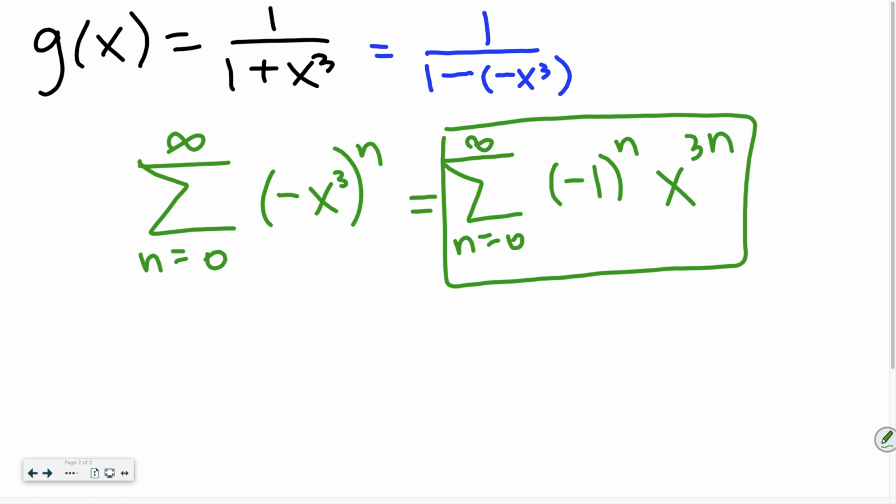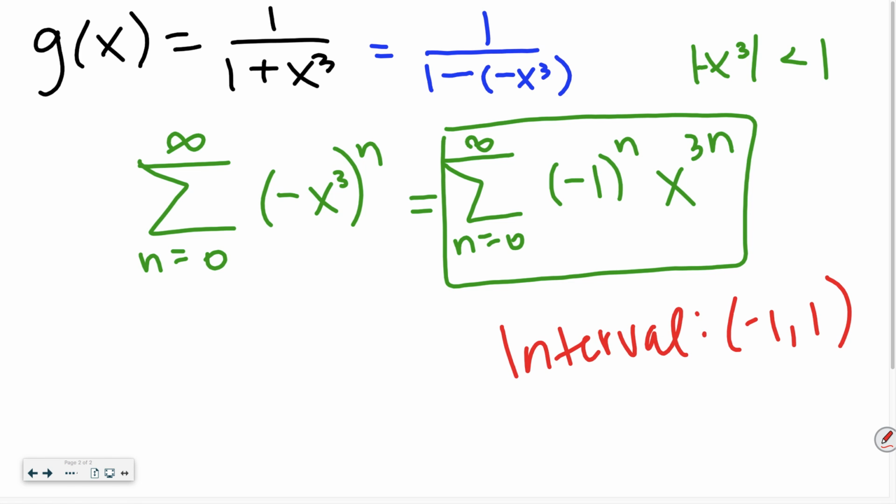Now, was this modeled geometrically? Yes, we used a over 1 minus r. Therefore, we know the radius and interval of convergence without having to do any work. Where's this centered at? 0. We want the absolute value of r to be less than 1 in order for this to work. So we know that our interval of convergence is negative 1 to 1 without having to do any other ratios.